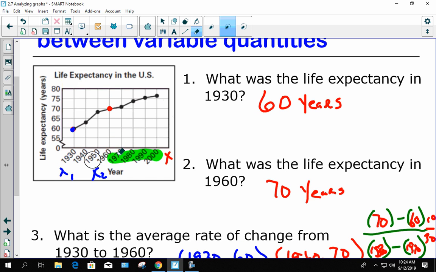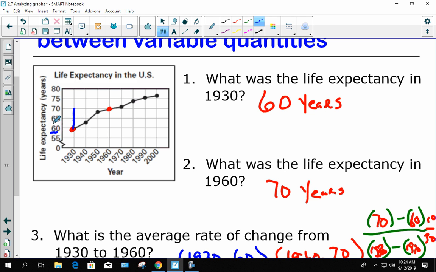The other way to do this is to count. But you have to be careful when you count. So I need to go from 1930, which is right here, correct, to 1960 right here. Now, all you have to do is be careful when you're counting. How many did I just go up? No. 5. 60 to 65, I just went up 5. So how many did I go up right now? That's a total of 10. Each line is worth 5.